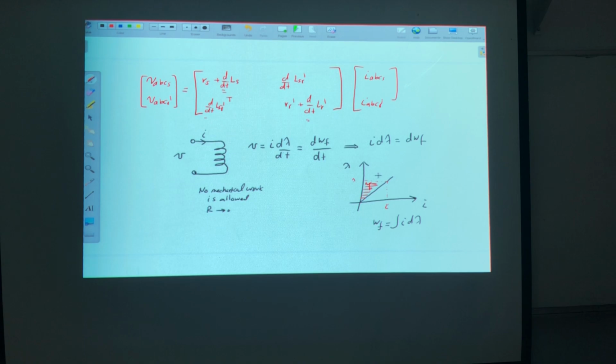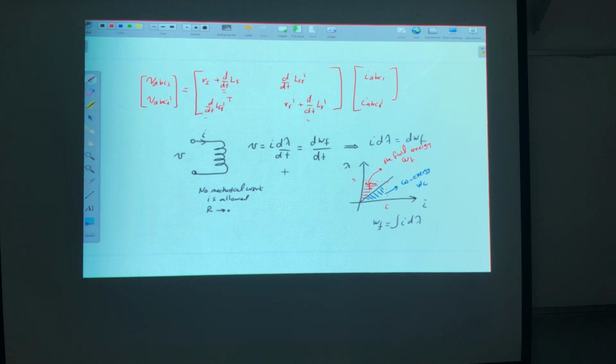So this one is the field energy. This blue one will be the co-energy. I will call this one omega c, while the first one I will call omega f.